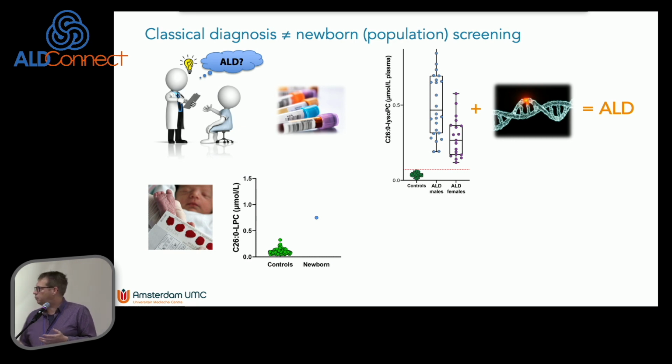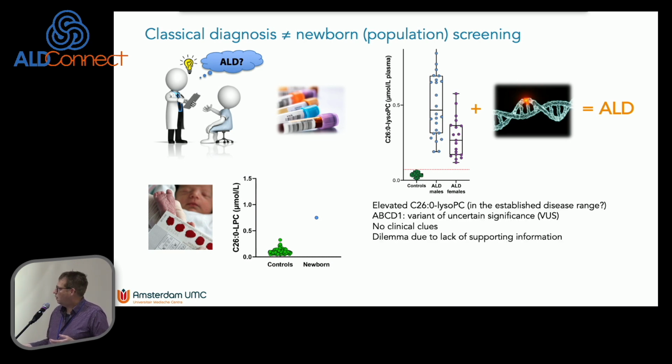So there's this baby born anywhere on the planet, gets a heel prick. The blood spot card is sent to the newborn screening facility, and then it's elevated. But yeah, it's not normal. It's elevated. But you see that where is ALD? And I'll come back to that later.